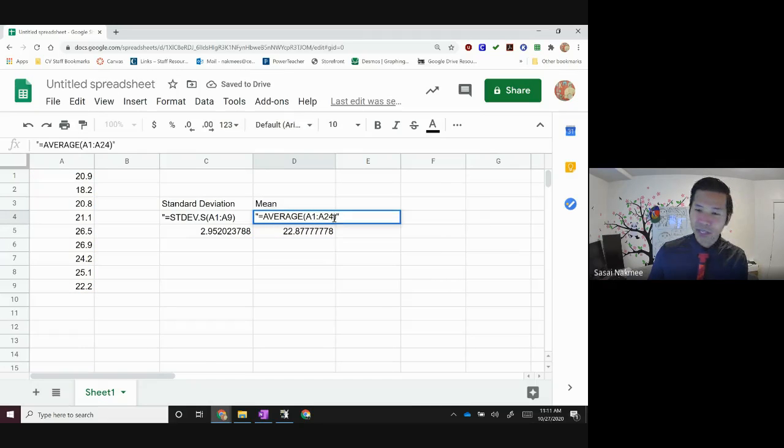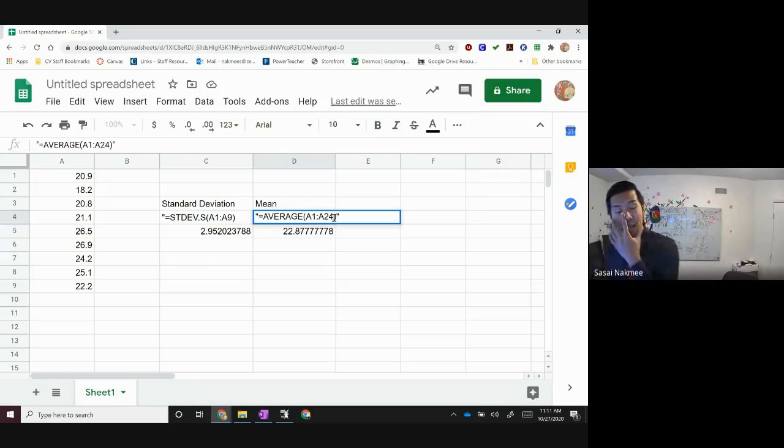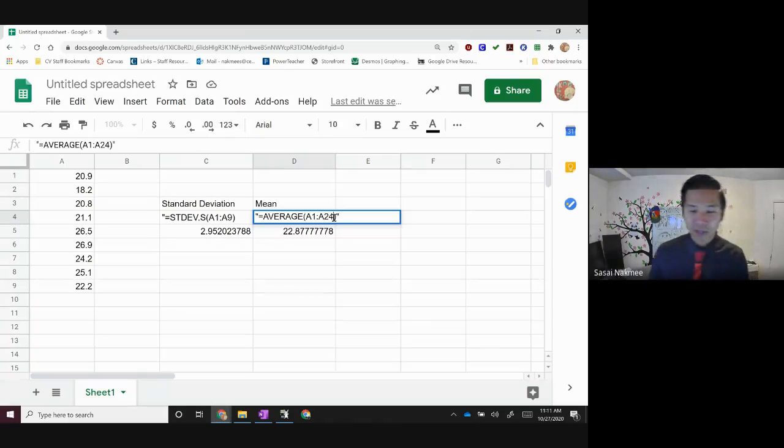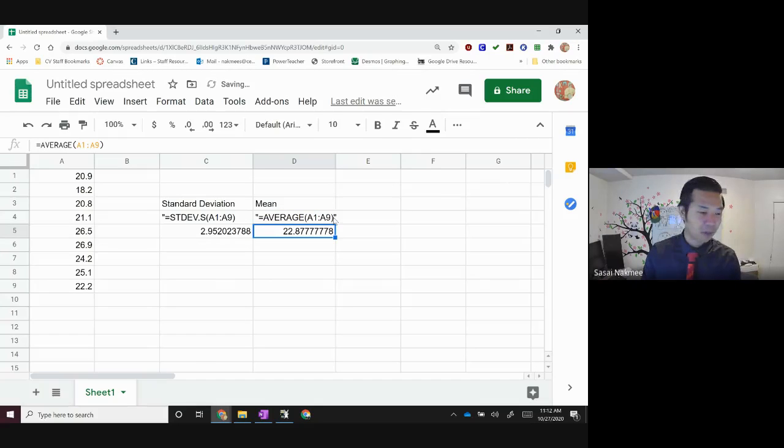I think someone asked, do I prefer the TI calculator or Google Sheets? And I'm still going to stand by it. They're the same to me. I say they're both the same amount of work.